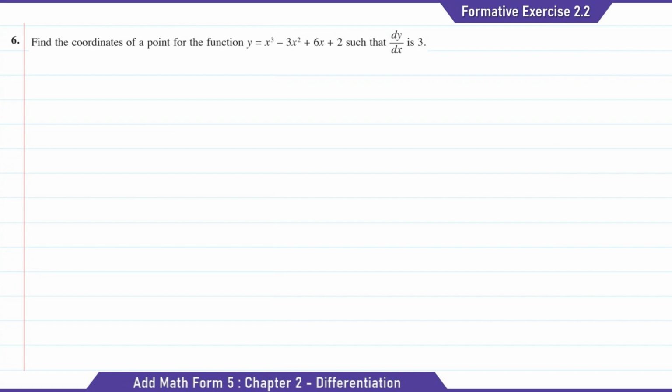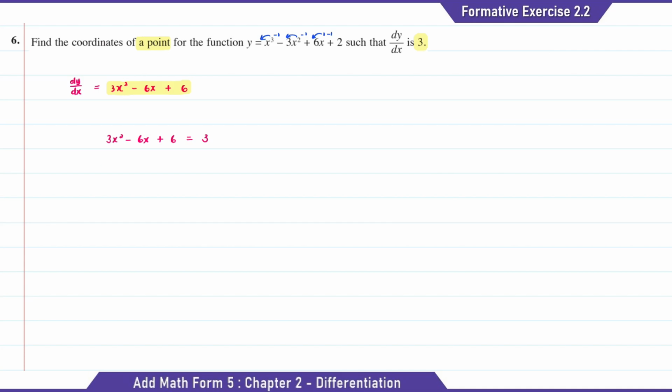Question number 6. Find the coordinates of a point for the function y equal to x cubed minus 3x squared plus 6x plus 2 such that dy/dx is 3. To find the dy/dx equal to 3, we need to substitute the x coordinate of that point into the dy/dx. First, find the dy/dx. This is equal to 3x squared minus 6x plus 6. And this is equal to 3.